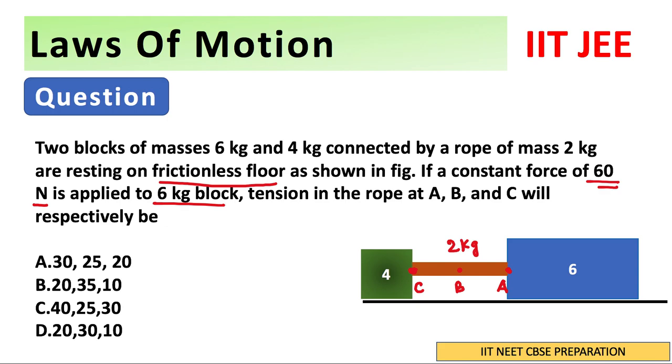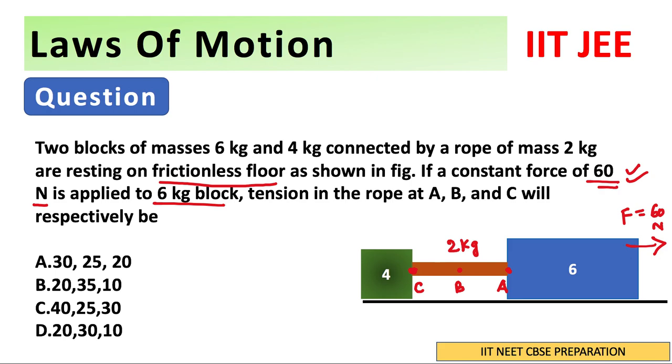First of all, one more thing I forgot to mark. There is this 60 Newton force in the question, so you have to mark it like this: F is equal to 60 Newton, an external force. Now what we need to do is draw the free body diagram of each of these blocks, and then we can easily calculate the tension.